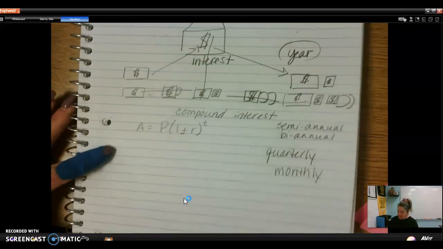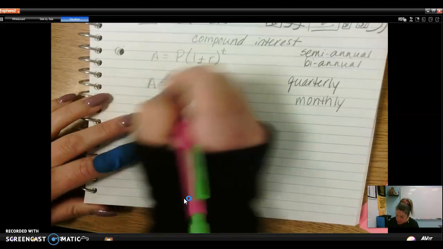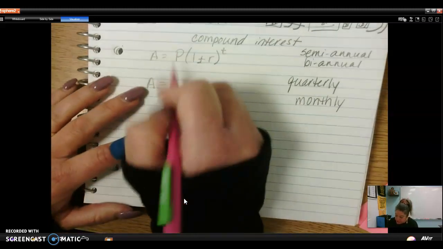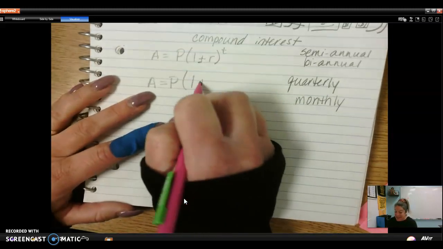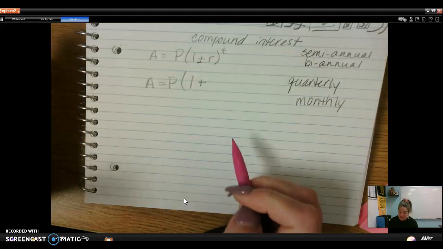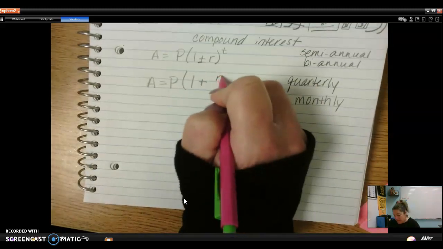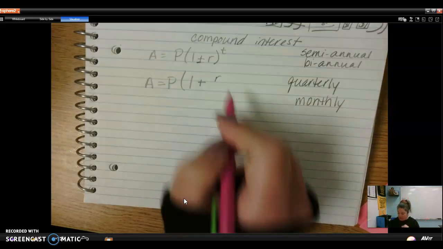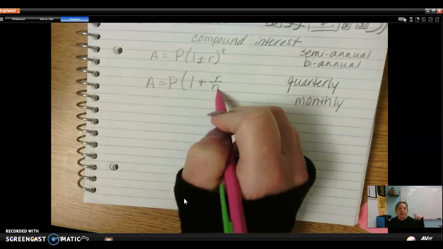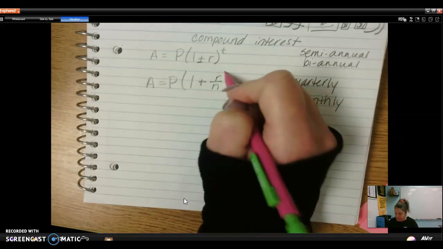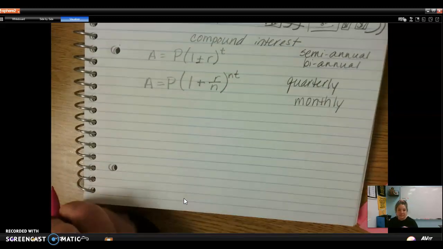Let me show you what that formula is. That formula is very similar to this one, but you take your principal amount. Again, we're only going to be adding, because it's not going to take it away, so we're just adding. But here's what you do. You take their rate, whatever the rate is that they're going to give you, you're going to divide it by the number of times they're going to compound that interest during the year. And then you're going to raise it to the n times t.